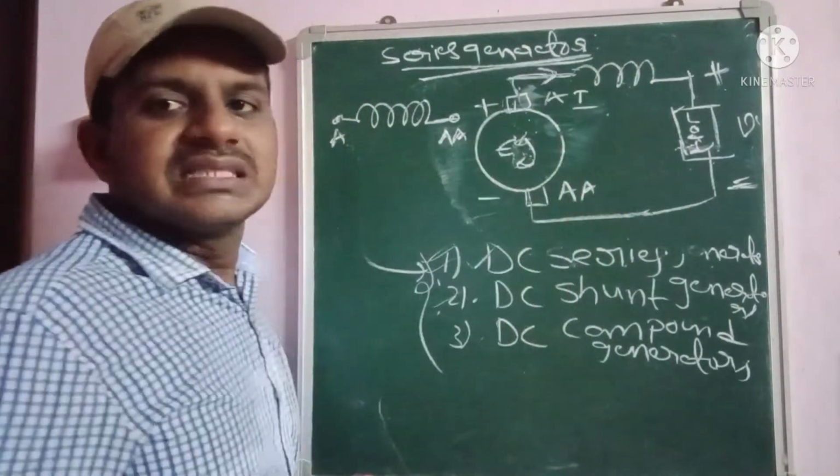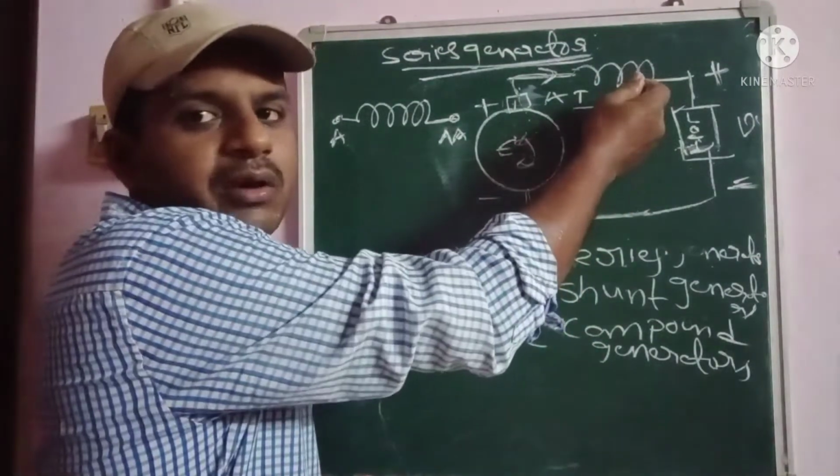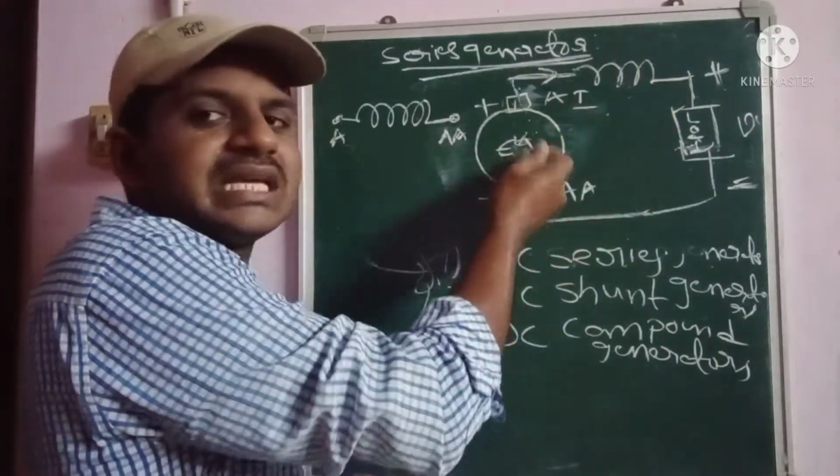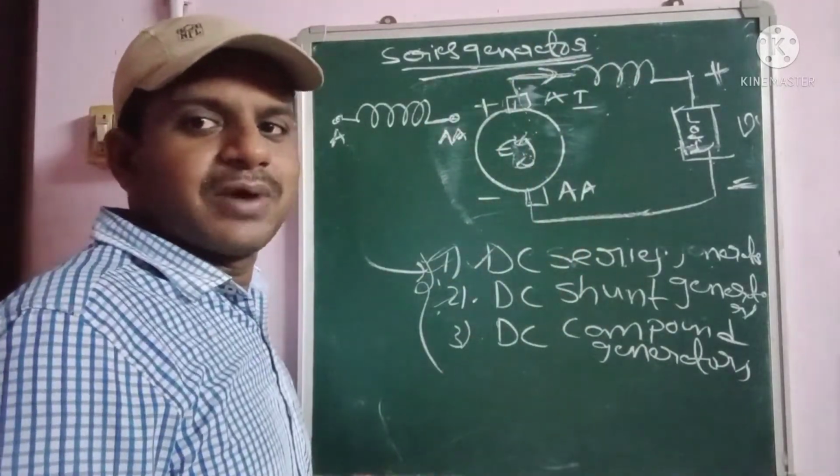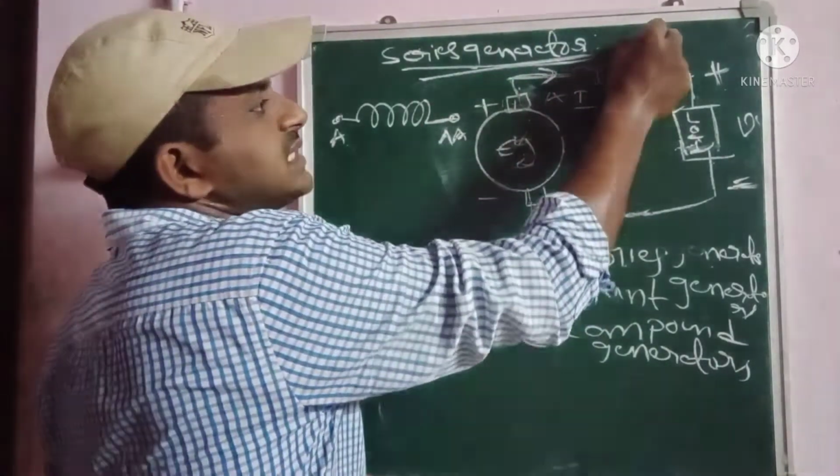This is the series field. It is called the series field winding because it is connected in series with the armature. That's why it is called the series field. So this is the series field winding.